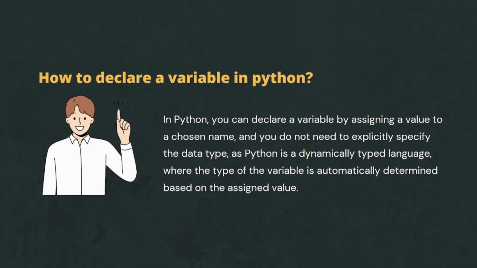So in Python, how do you declare a variable? In Python, you can declare a variable by assigning a value to a chosen name, and you do not need to explicitly give any data type. So that's how you will declare a variable, by just giving a value to the name that you have given. You don't have to give any data type before assigning the value, because Python will understand it all, as I said before. So this is how Python will determine the variable, and it will understand the type of the variable.